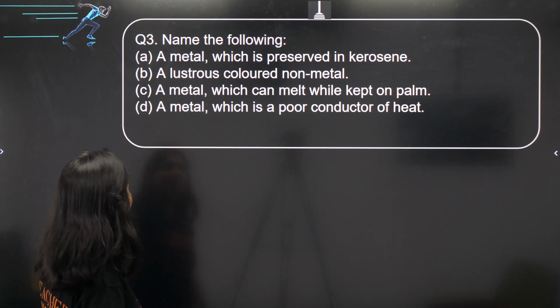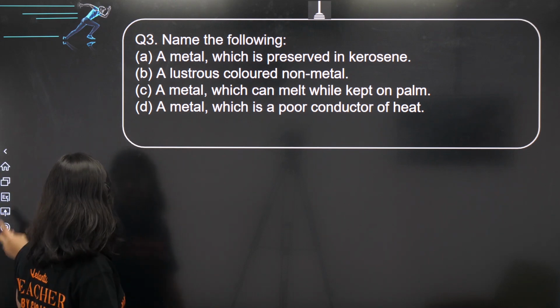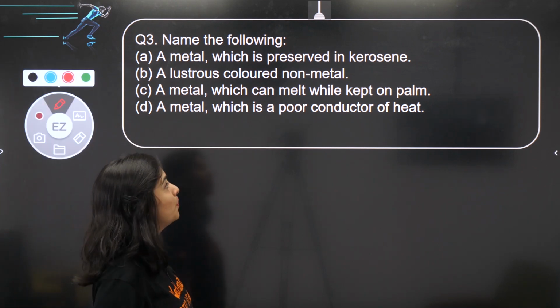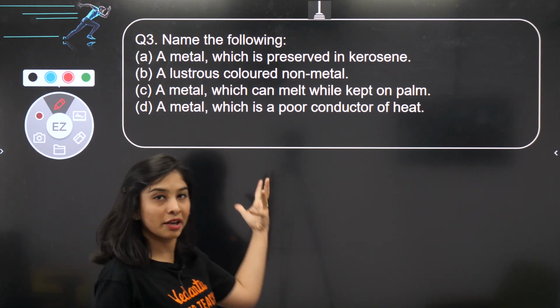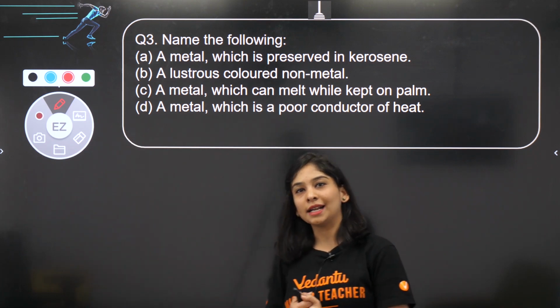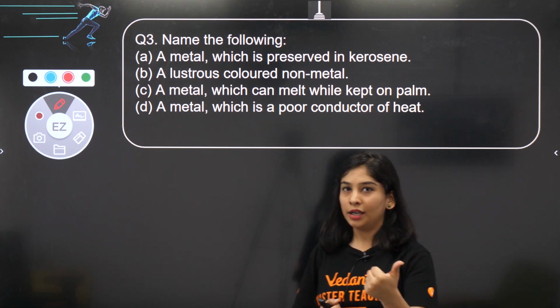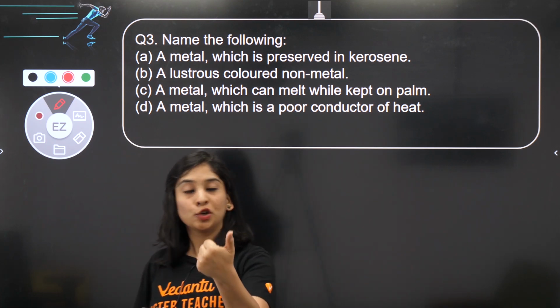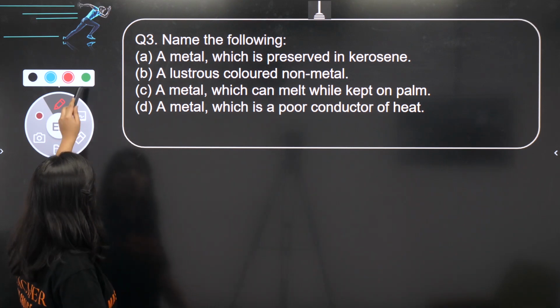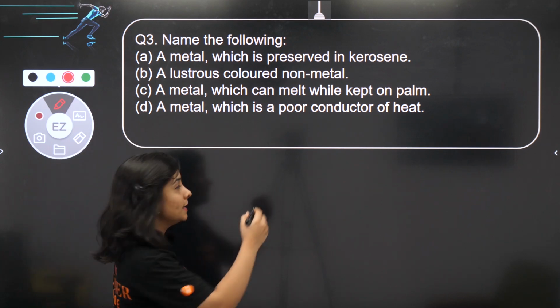So next question, name the following. A metal which is preserved in kerosene, we all know that. What is that metal that is preserved in kerosene? You can talk about potassium as well as sodium. What could be the reason? If you have seen, you know the reason.